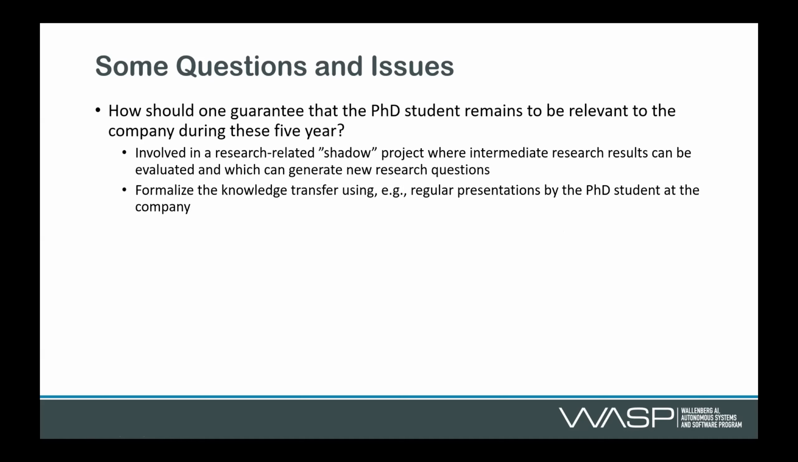How should one guarantee that the student remains relevant to the company during these 5 years? It could be a good idea to have a shadow project within the company where the PhD student is involved and where intermediate results can be evaluated, and also where new research questions can be generated. Then it's also often a good approach to try to formalize the knowledge transfer by having, for instance, regular presentations by the student at the company. So they learn what the progress is, they learn what the topic and the problems are, and so on.